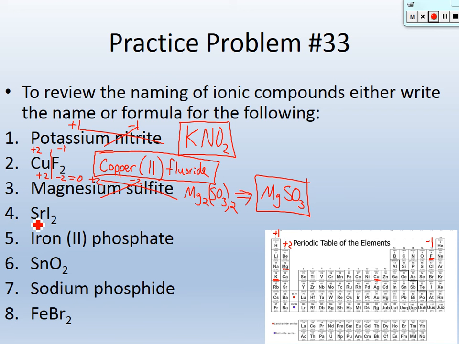Okay, let's go to number 4, SrI2. First of all, let's start by finding Sr on the periodic table and find out what its name is. Sr is right here. It's called strontium. What charge does it have? +2. Let's look at where I is. I is iodine. It's right here. Has a -1 charge. So since it gave me the formula, we're supposed to write its name. So what is Sr?